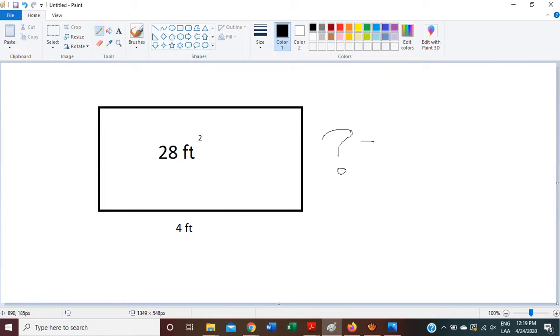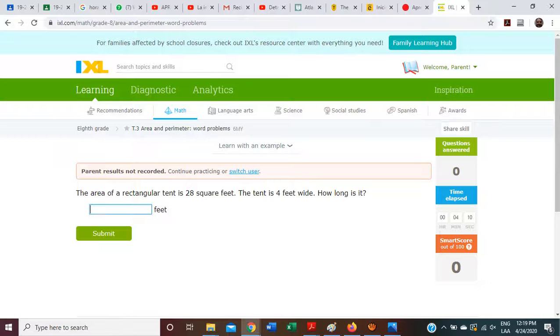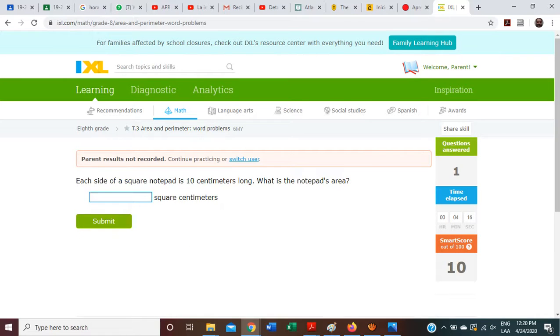We know that it is going to be 8 feet. No, sorry. It's going to be 7 feet, because 4 times 7 equals 28. Okay, actually the rectangle must be drawn something like this, 4 and 7. Let's write 7 right here. Just submit, and terrific.